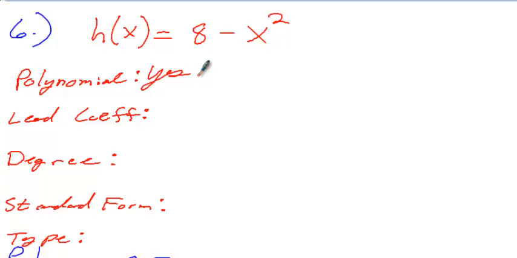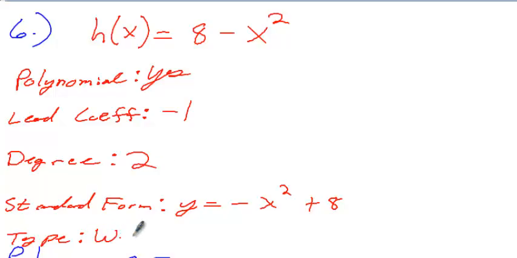So we're going to do that by putting it in standard form, right? So what's standard form of this equation going to be? Negative x squared plus 8. You always put your biggest power on the left, right? So what's the lead coefficient? Negative 1. What's the degree? What's the biggest power? 2. So is this an odd or even function? It's even. So is this an S-type or a W-type? Number 3. This is the information that I need to see. For 3 through 8, if the answer is yes, I need 4 other pieces of information.